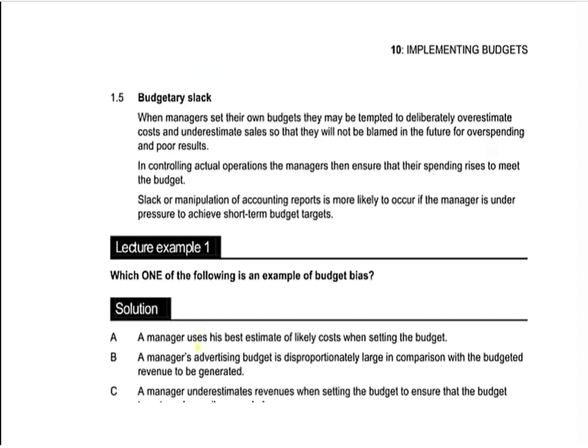Budgetary slack, as I've mentioned, is when we've got a deliberate overstatement of costs and understatement of sales, because that just gives you a little bit of leeway in the future. It also means that if you're being evaluated on your performance, you will look good because you've met the budget, and not only have you met it, but you've done better than that. And slack and manipulation, if we want to call it that, of the information is more likely if the manager is trying to achieve very intense short-term targets.